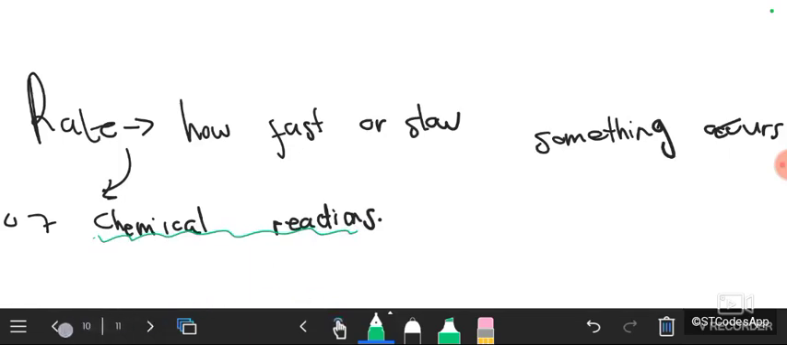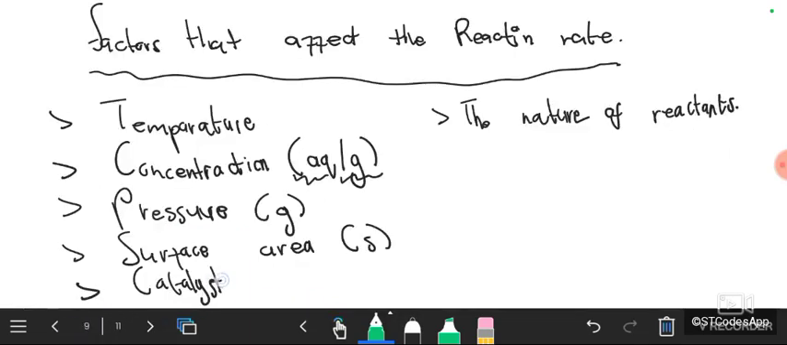Then here we learned that there are things that affect the reaction rate. And these are the 6 things that affect the reaction rate. We said temperature, which you can increase or decrease. And then we have concentration, which you can add or remove. Pressure, surface area, catalyst, we'll talk about those things. Nature of reactants. These are the factors that you must know which affect the reaction rate.